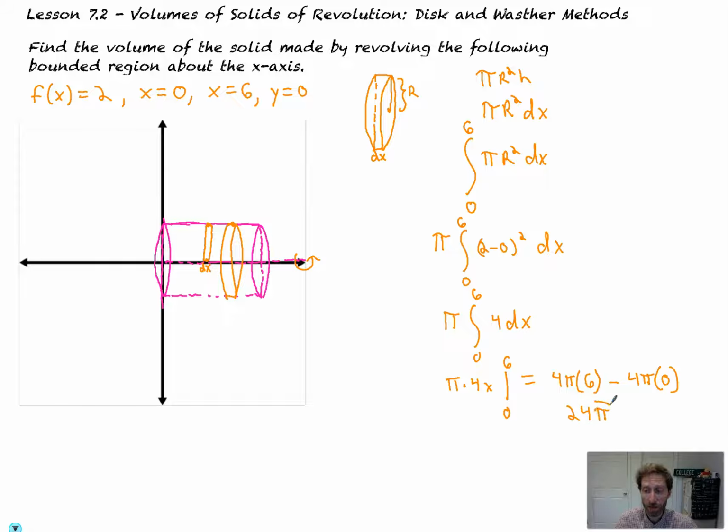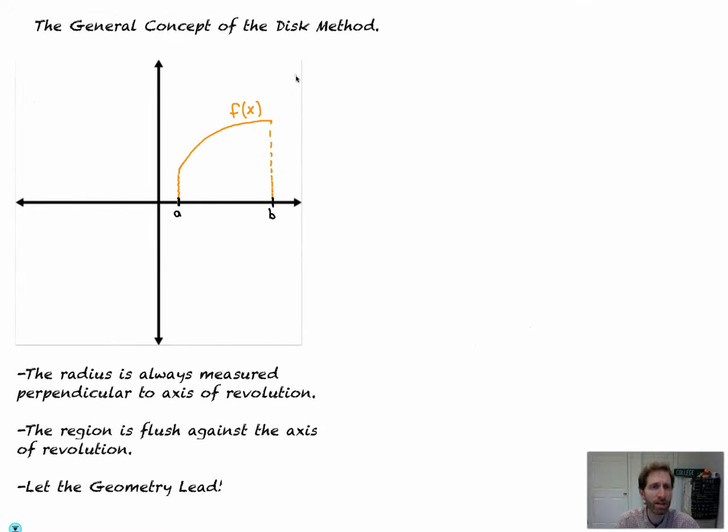And we don't have any units. It's just the volume, 24 pi units cubed, if you will. And that's it. That's the concept for you, too. So in this next slide, I've kind of already gone over the concept. I'm going to generalize this for you.